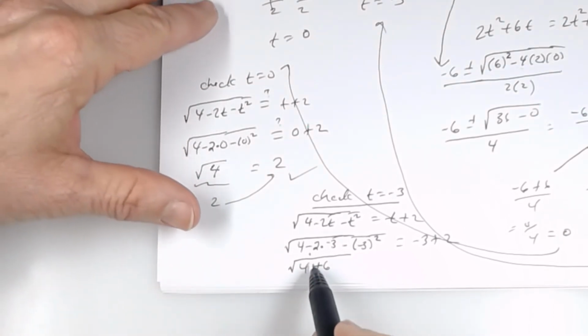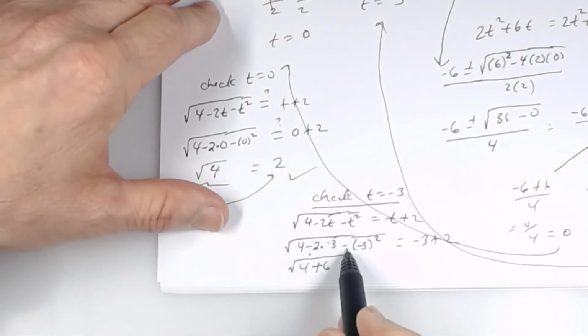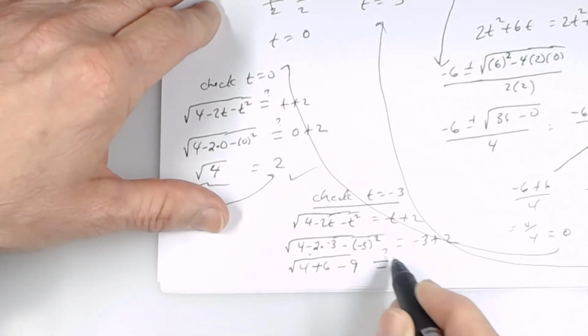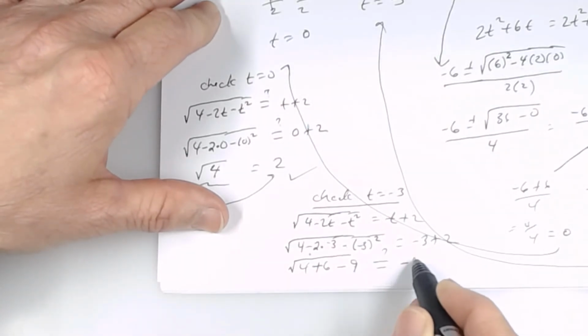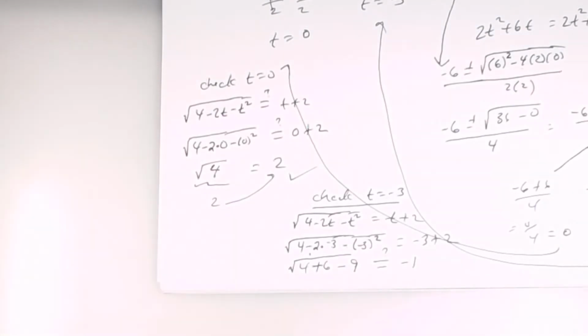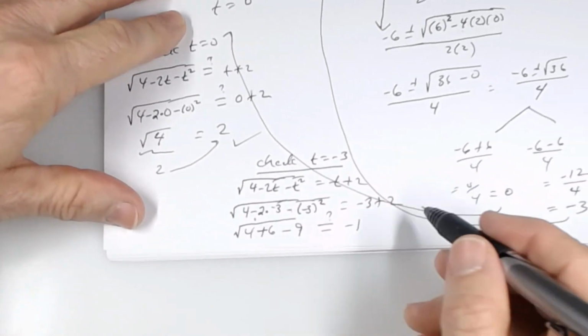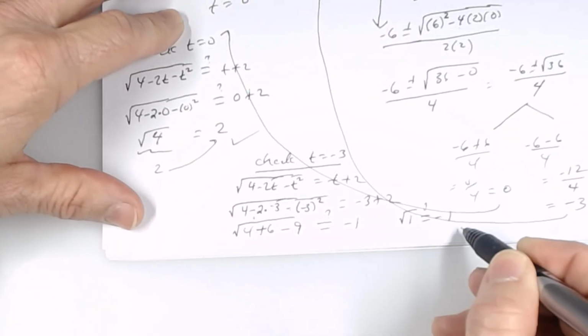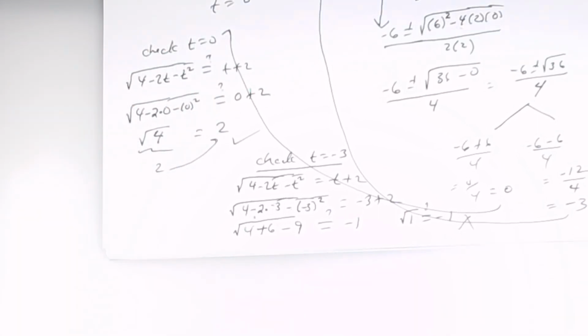So do y'all agree that I'm going to get 4 plus 6 minus what? 9. And I want to see if that's going to equal what number? Negative 1. All right, we're almost done with this. What's 4 plus 6? 10. What's 10 minus 9? 1. So here's the question. Is the square root of 1 equal to a negative 1? No, it's not.